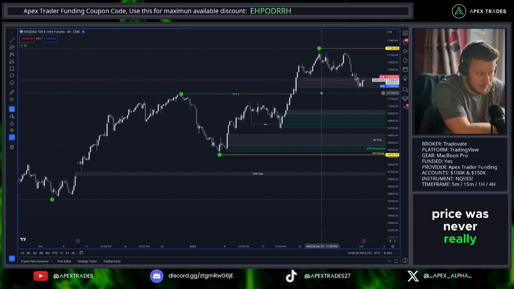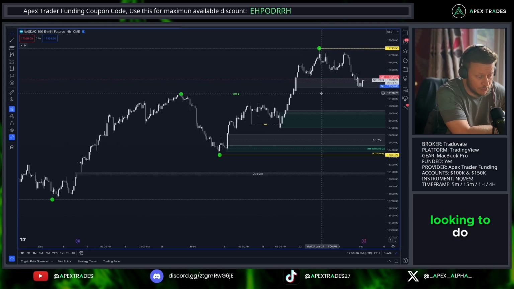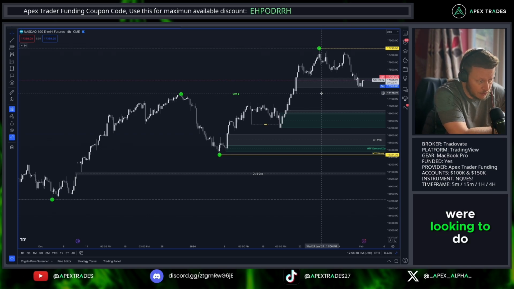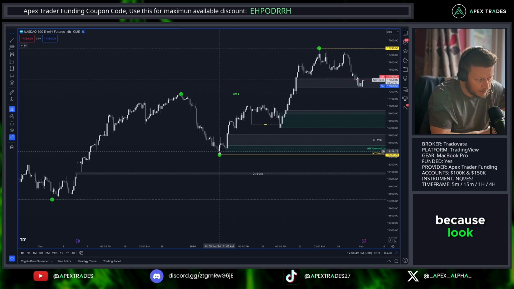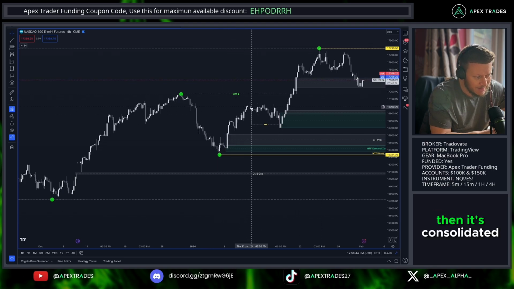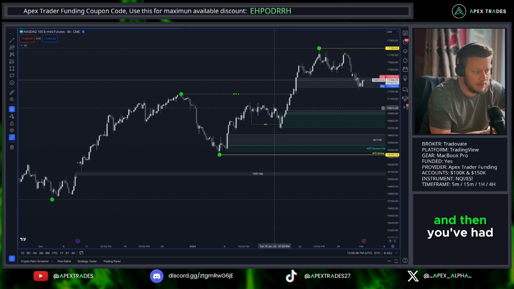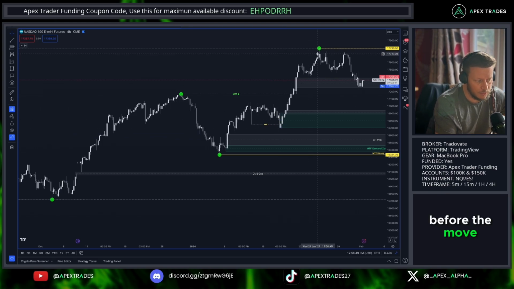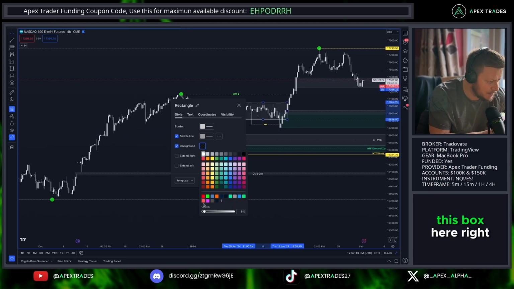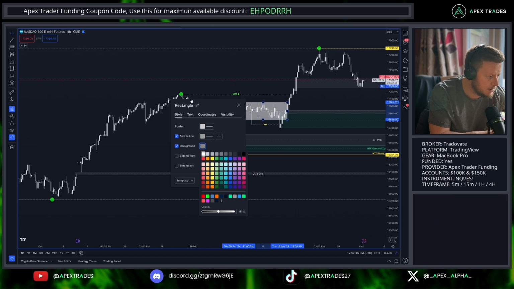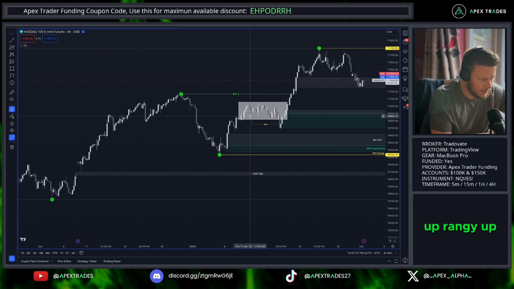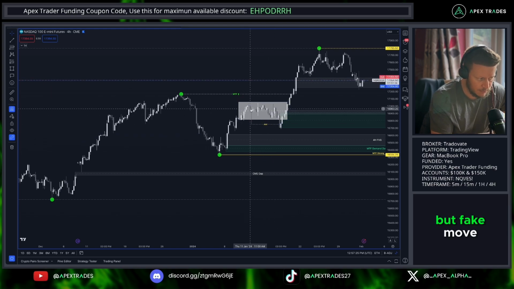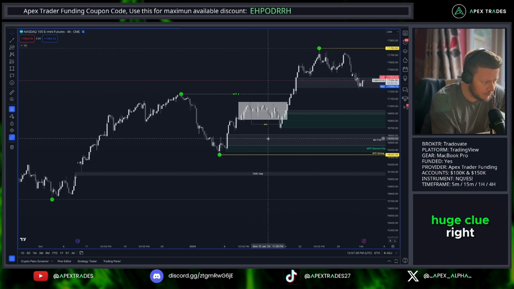Well, price was never really going to continue to go down. What price was looking to do, or what institutions were looking to do, is to fuel the move to the upside. Because look, price has come up here, then it's consolidated for a long time, and then you've had the manipulated move before the move to the upside, which is to say, this box here, is where price is manipulated. Up, rangy, up, rangy, up, down, down, up. We had a breakdown here, but it was a fake move, a huge pin bar, a huge clue.